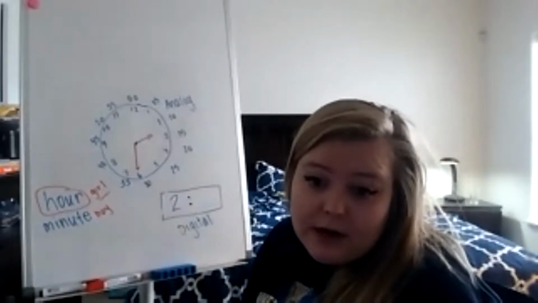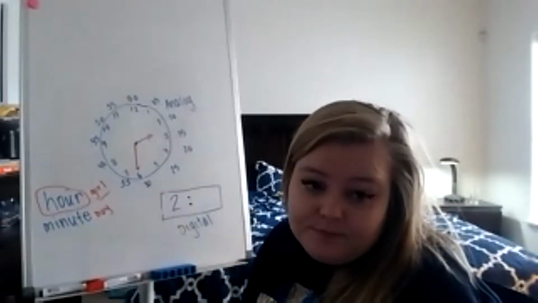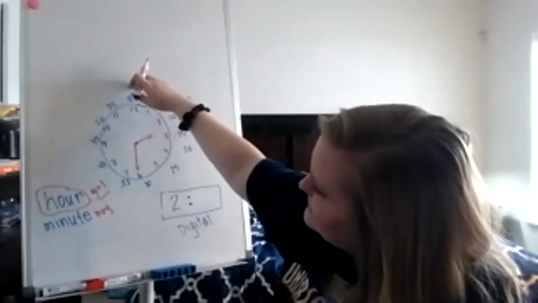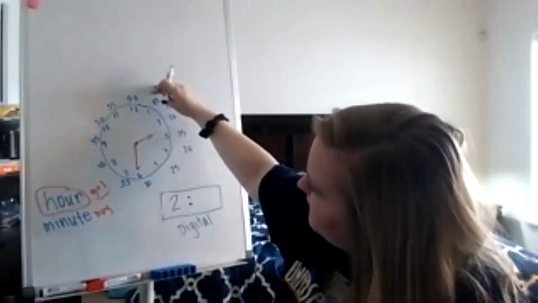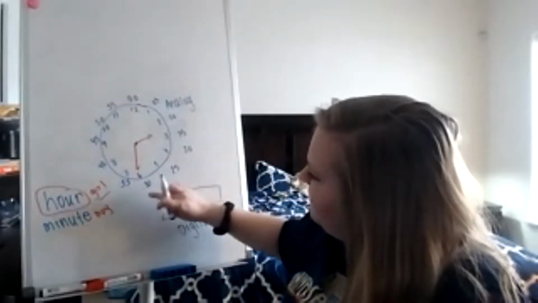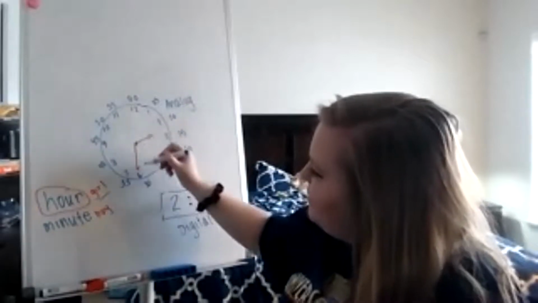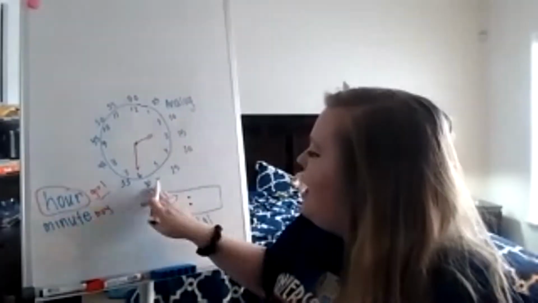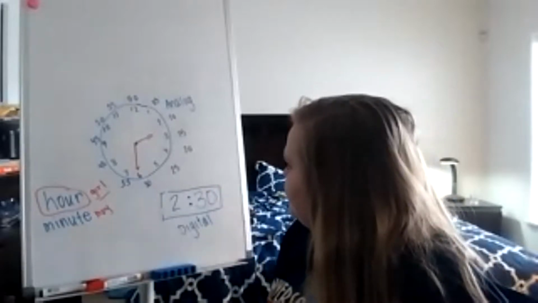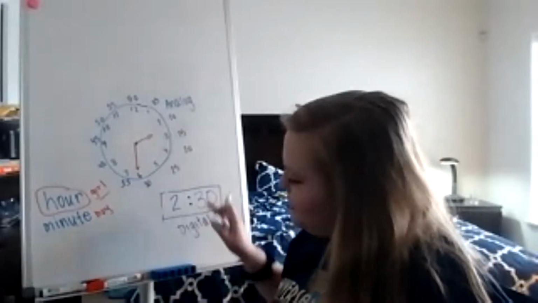And what would my minutes be? The minutes are what we're counting by 5s for. Start with, we know I have 0 minutes up here. 5, 10, 15, 20, 25, 30. When my minute hand is pointed all the way straight down, that tells me I have 30 minutes. So it is 2:30.